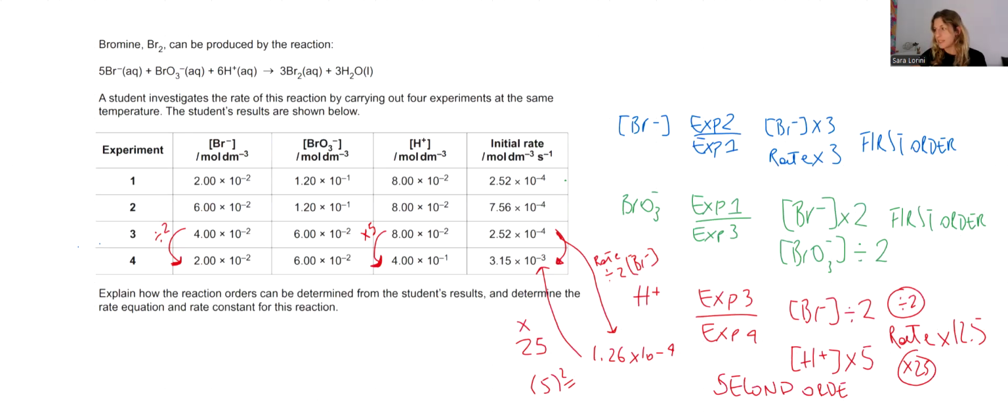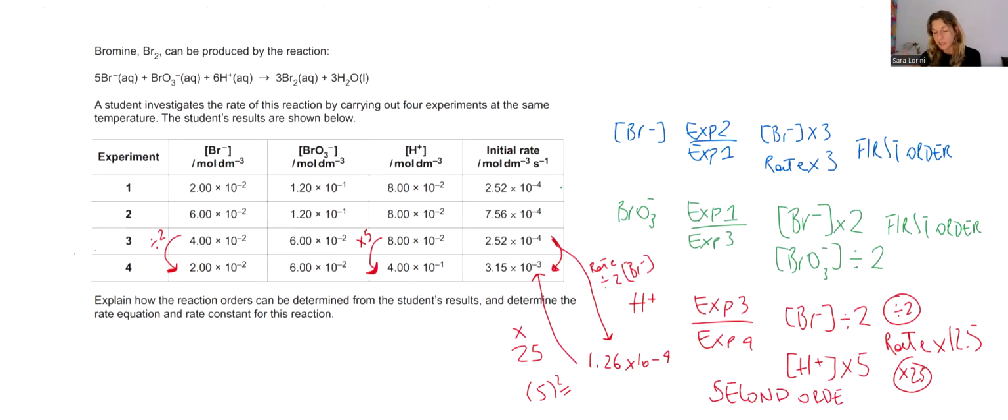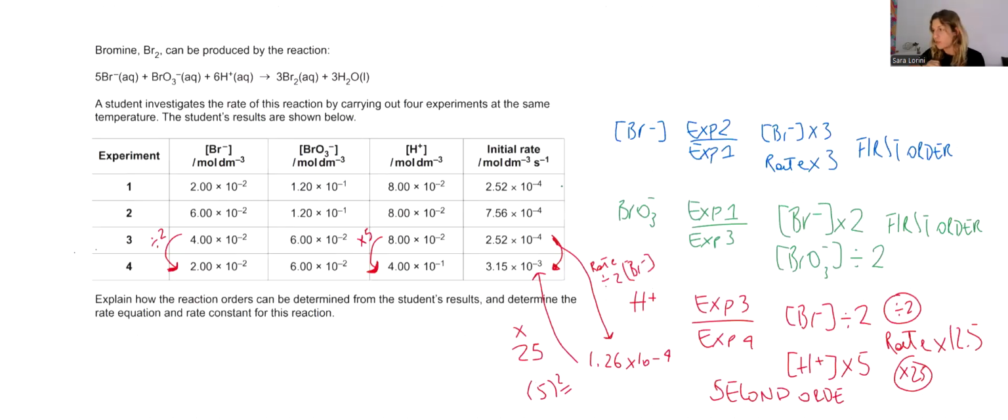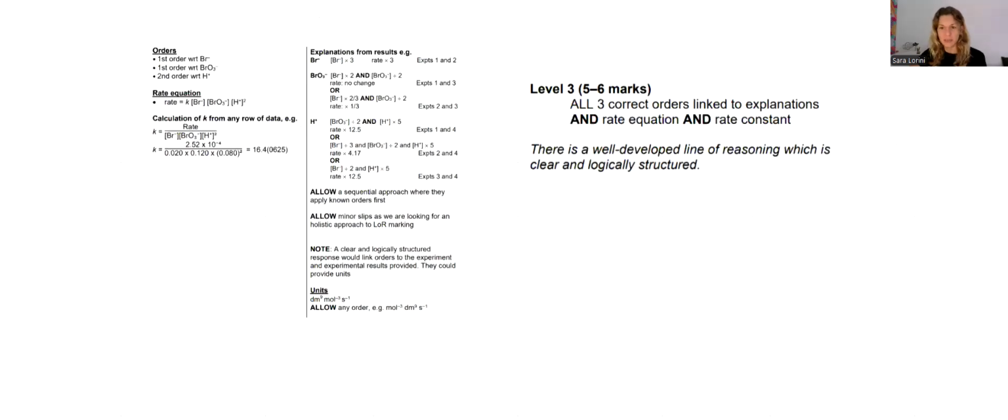Okay, but remember, this is the challenging part, but I like to do this calculation with the table because if you just look at the overall change of the rate and the orders, I don't think you really get the idea of which is the correct order. Okay. So here is the mark scheme as reported. Remember, it's a 6 marker, so it's going to be a level type response. I want you to get 5 or 6 marks, and you do it by having all the orders linked to the explanations and then the rate equation and rate constant.